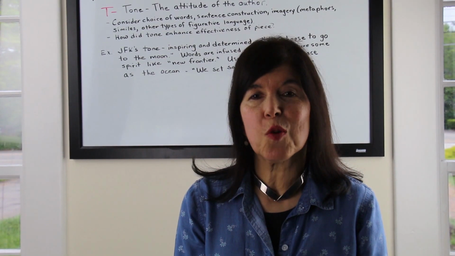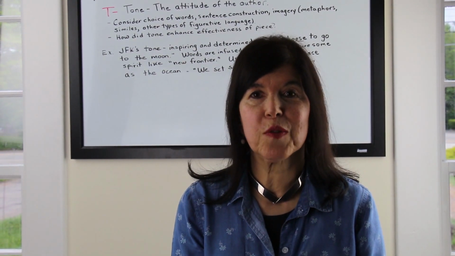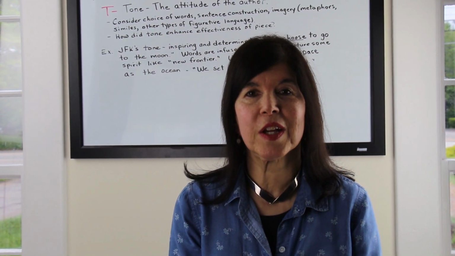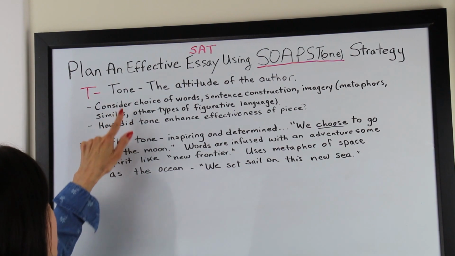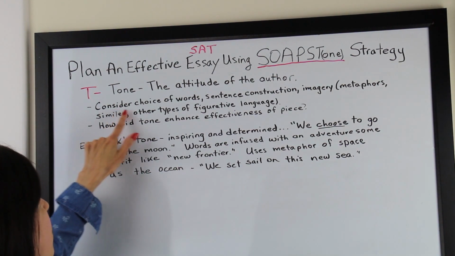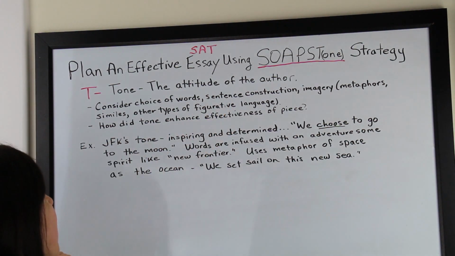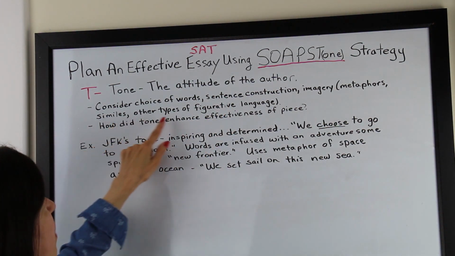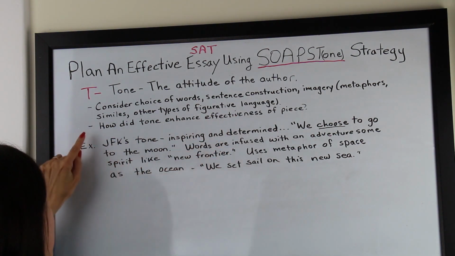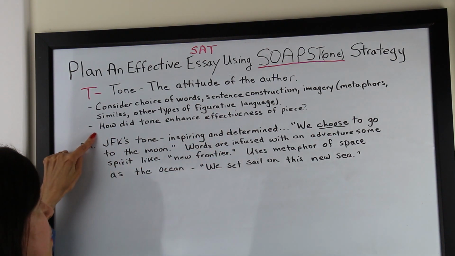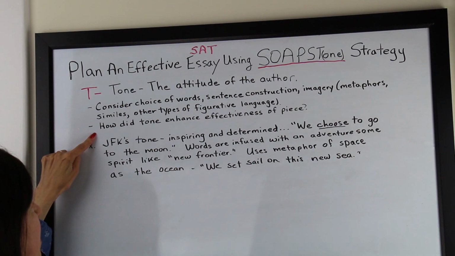So the T in SOAPSTone is for tone, the attitude of the writer. And the ability to manage tone well is the mark of a sophisticated writer. As you read the source text, you want to consider choice of words, sentence construction, imagery, such as metaphors, similes, or other types of figurative language. And how did the author's tone enhance the effectiveness of the piece?